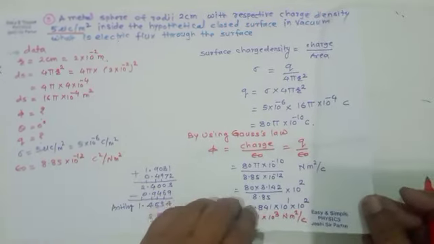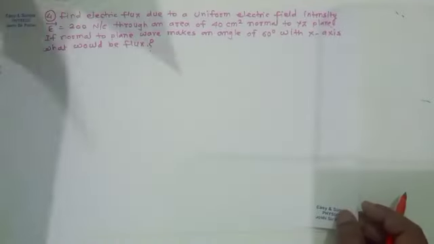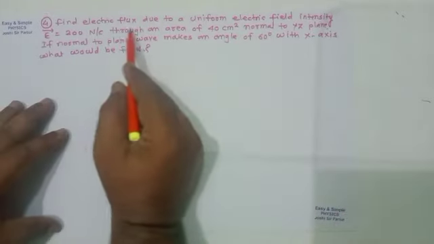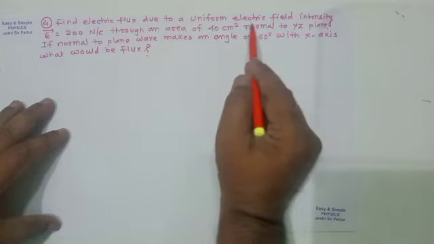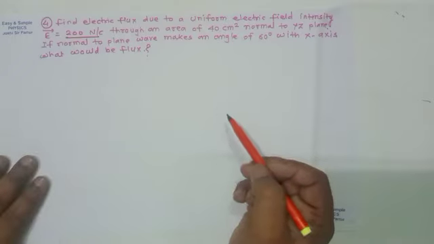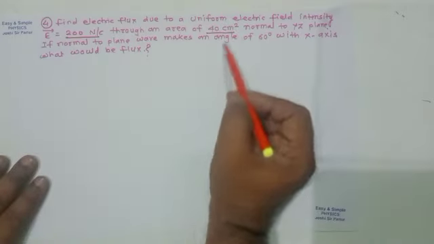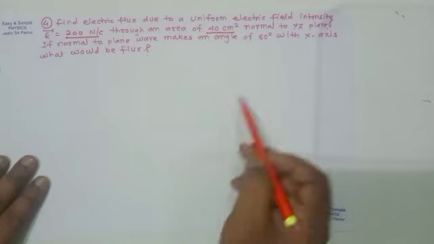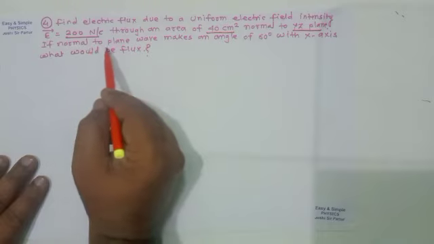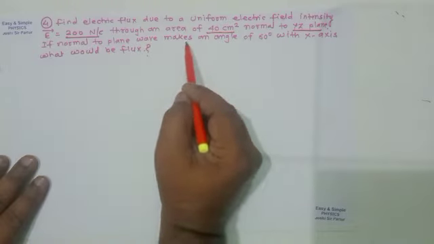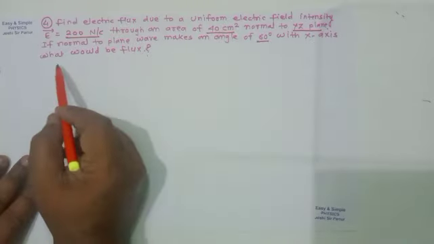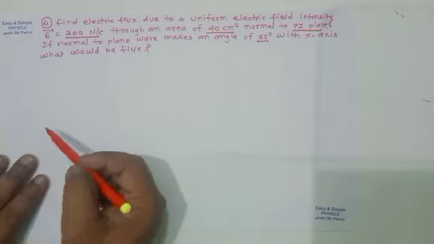Here, let us see another example. Find the electric flux due to a uniform electric field intensity 200 Newton per Coulomb through an area 40 centimeter square normal to the YZ plane. If the normal to the plane makes an angle of 60 degrees with the x-axis, what would be its flux?